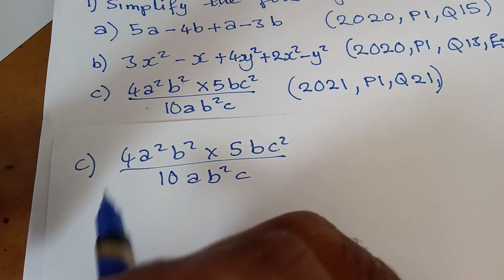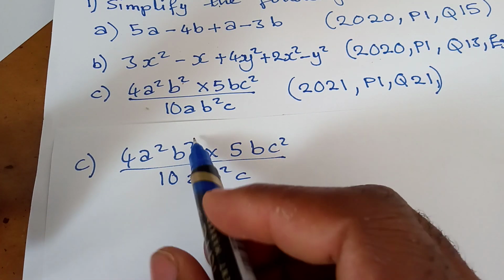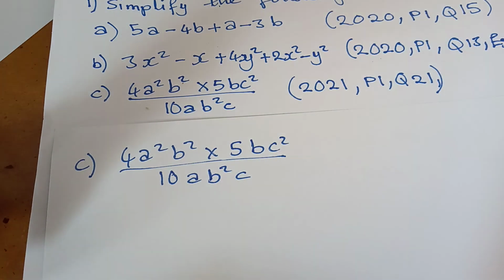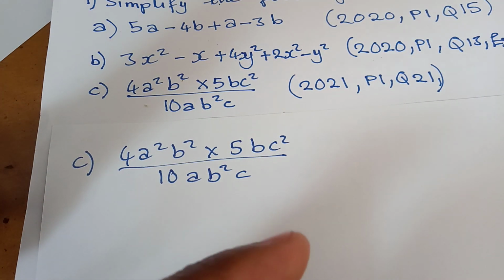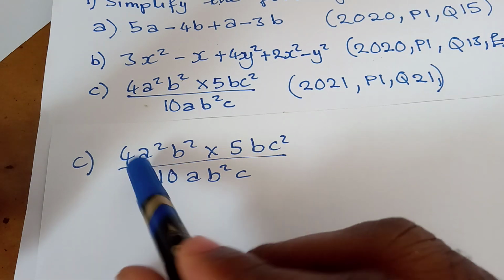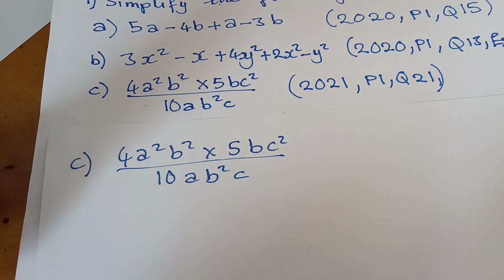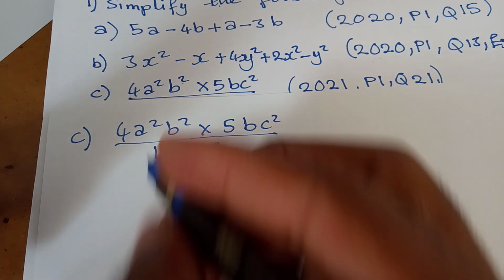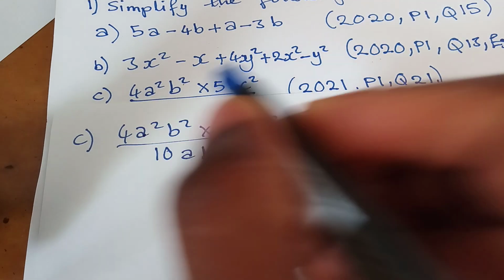Okay, so we have 4a squared b squared multiplied by 5bc squared. So what you do here is you write everything in expanded form. I will show you an easier method when we open, if at all we shall be together in grade 9. So what you do here is you write this in expanded form.